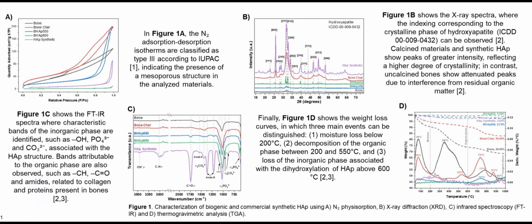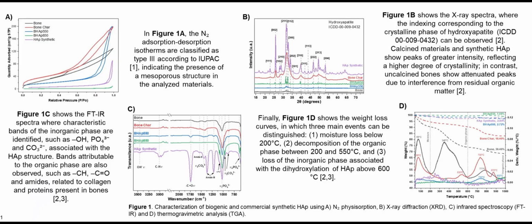Figure 1b, the X-ray diffraction spectra show the indexing corresponding to the crystalline hydroxyapatite phase, ICDD 00-009-0432. Calcined materials and synthetic hydroxyapatite exhibit peaks of greater intensity, reflecting a higher degree of crystallinity. In contrast, uncalcined bones display attenuated peaks due to the interference of residual organic matter. Figure 1c. The infrared spectra reveal characteristic bands of the inorganic phase, such as hydroxyl, phosphate, and carbonate groups, associated with the hydroxyapatite structure. Bands attributable to the organic phase are also observed, such as CH, C=O, and amide groups, related to collagen and proteins present in the bones.